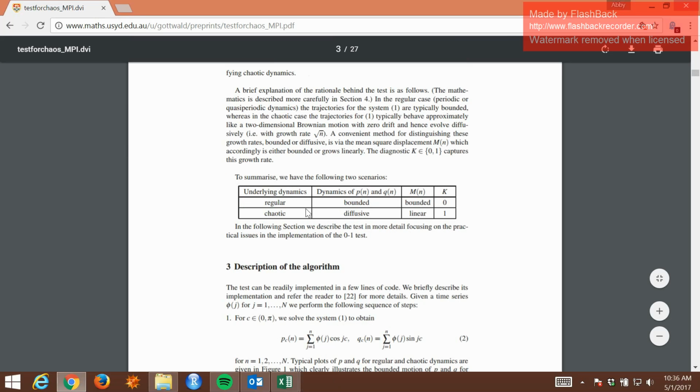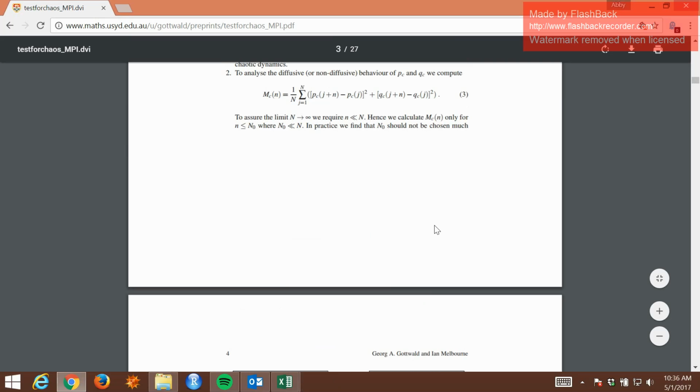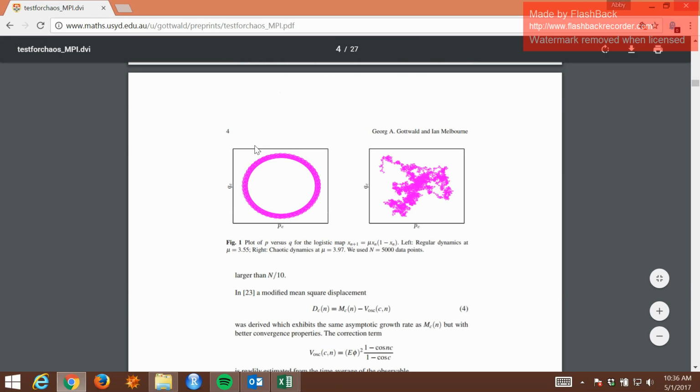To summarize it, what you'll see is that if you get a value close to 0, it's bounded and has regular dynamics. Close to 1, it's going to be chaotic. And this is what it will generally look like. This is p plotted against q. You see here that this looks like a normal circle. It's a logistic map. And on the right over here we have a chaotic map.